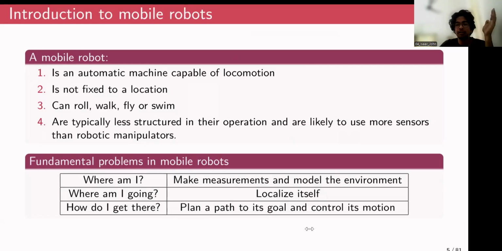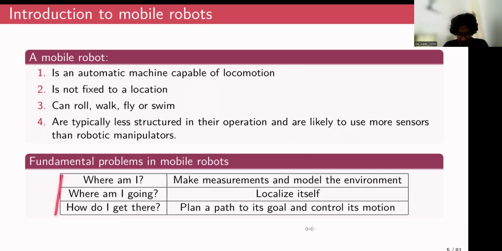Because of all this learning involved, they are typically less structured, unlike a robotic manipulator. In the case of a robotic manipulator, every little detail within its environment is well defined and pretty much fed into the control algorithms. So it does not have to be as self-aware as a mobile robot.